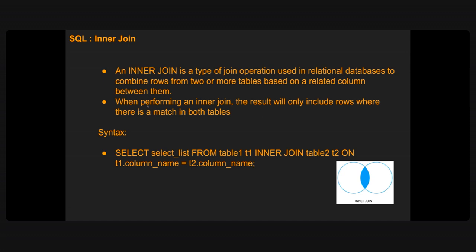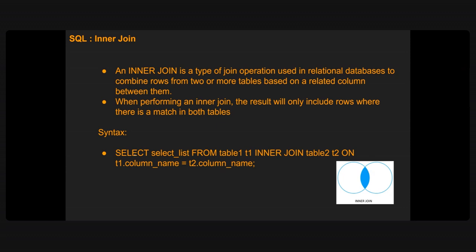So you can see the second statement. When you use inner join, the result will only include rows where there is a match in both the tables. So you can see here inner join. There are two Venn diagrams here, and you can see the area that is shaded here with blue color. So what that means is only the data that matches it will fetch from both the tables.